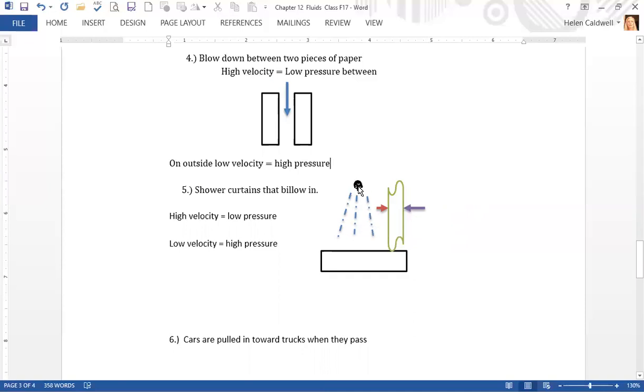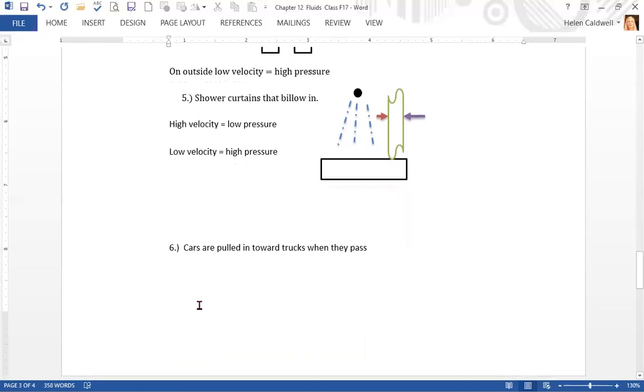How do you fix it? Well, if you take this shower head and adjust it so that the water points farther away from the shower curtain, that'll stop it. Or if you can turn on the water so it doesn't flow quite as fast coming out of the shower, that will also stop the shower curtain from billowing in.